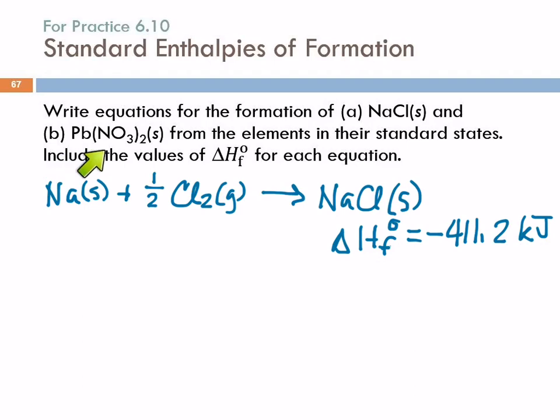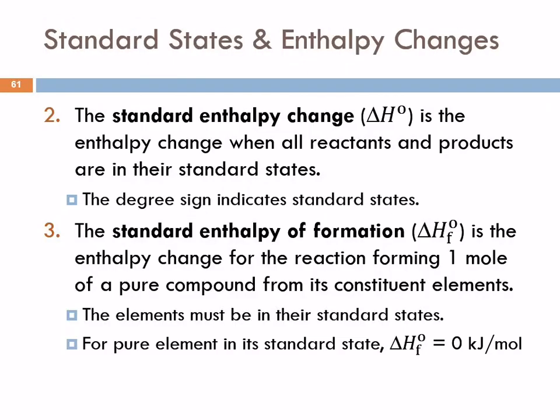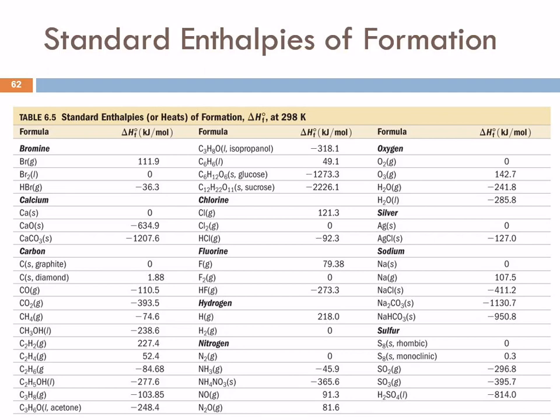So if I'm going to do lead nitrate, I want to end up with Pb(NO3)2 solid. I've got three elements: lead, nitrogen, and oxygen. I need to go to the table and look up the standard states. Great, lead isn't in there. Nitrogen is N2 in the gas state. Oxygen is O2 in the gas state.